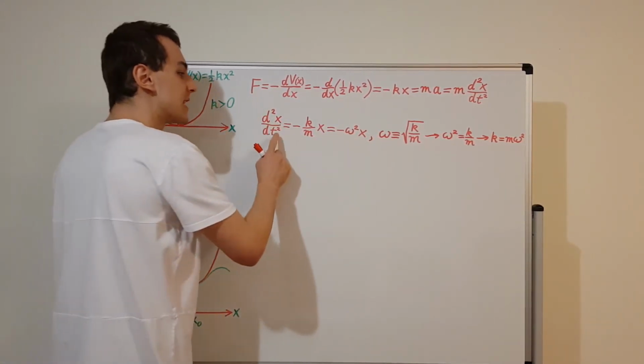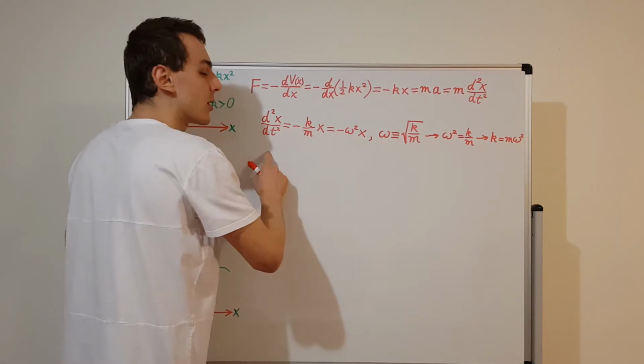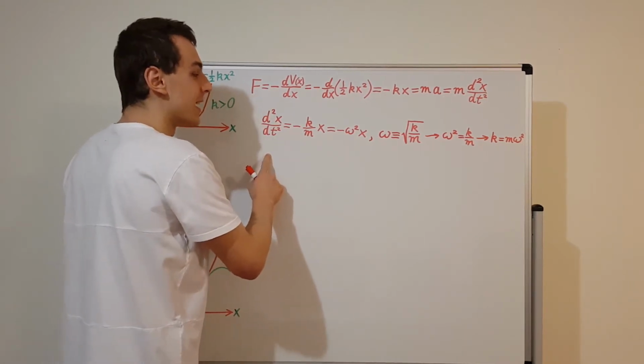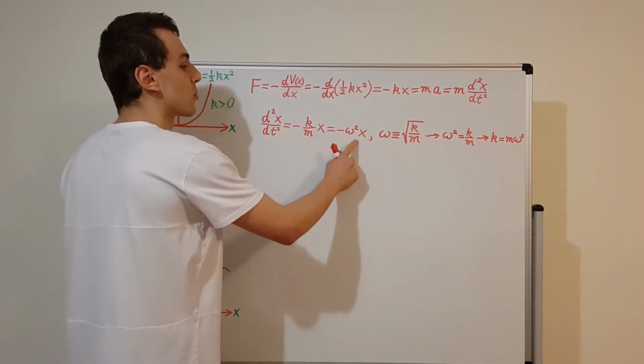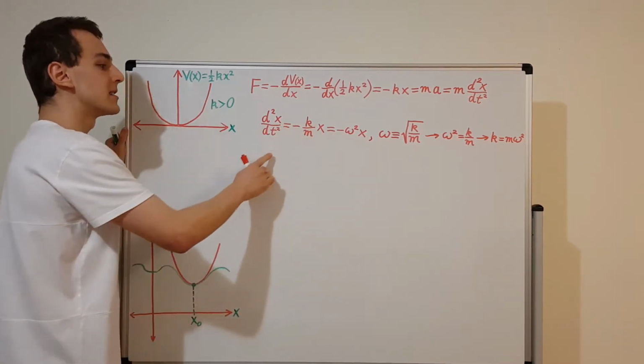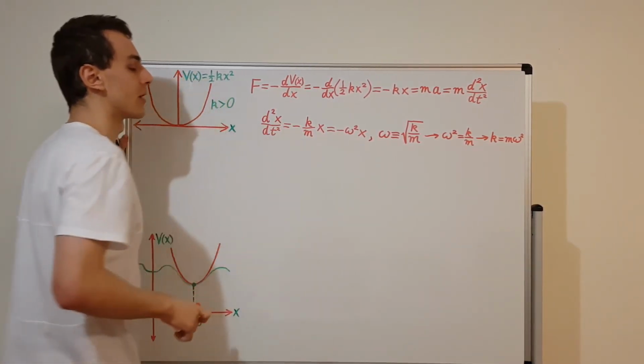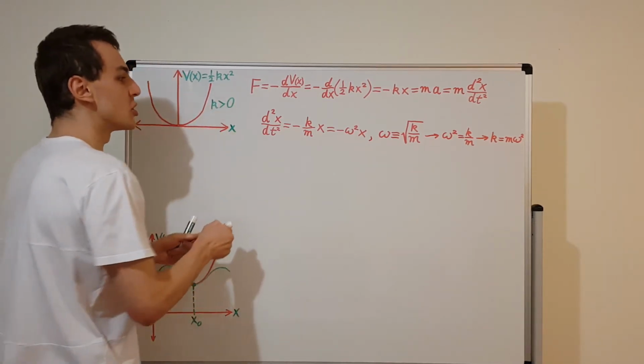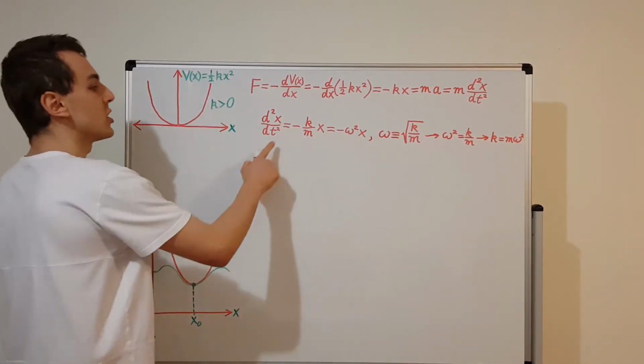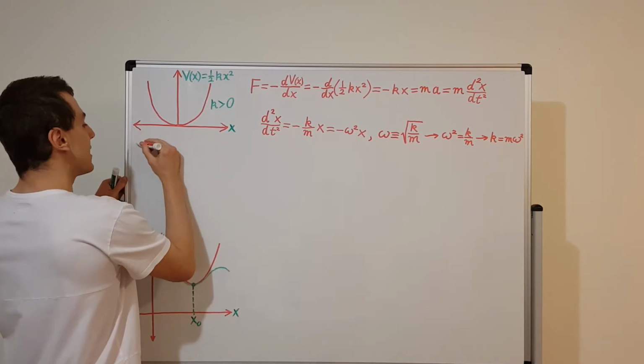And a function that satisfies this property is the cosine and also the sine. Sine and cosine both satisfy this property. We can also solve this with exponentials, but we're not going to do that in this video. We're going to stick to sinusoidal functions. So the general solution to this ordinary differential equation, it's a second order equation, is given by this.